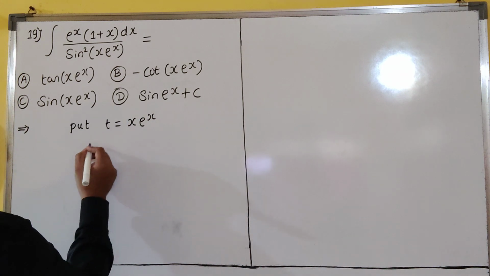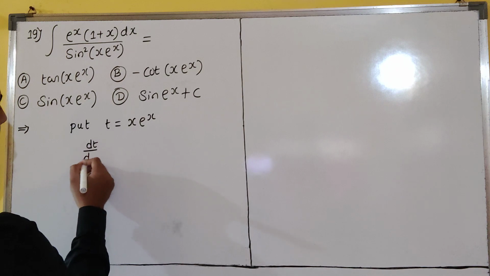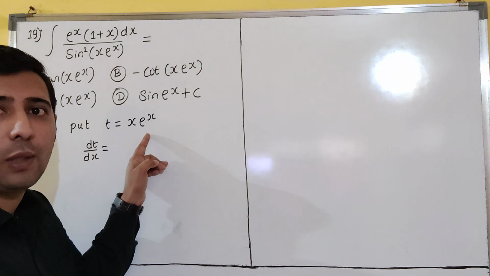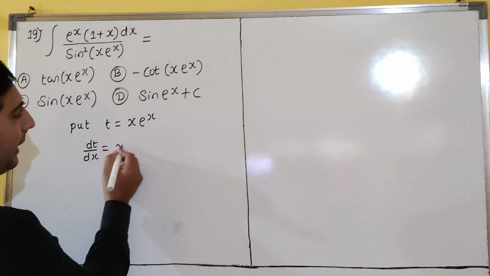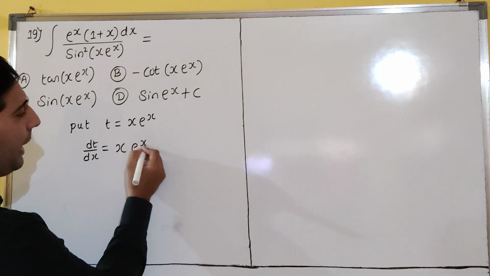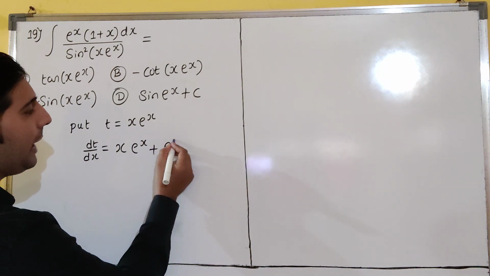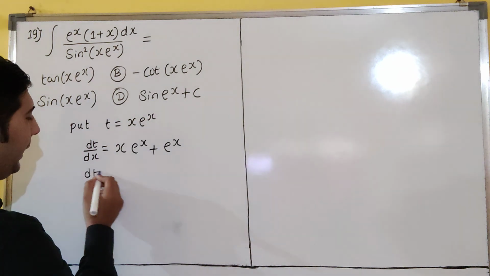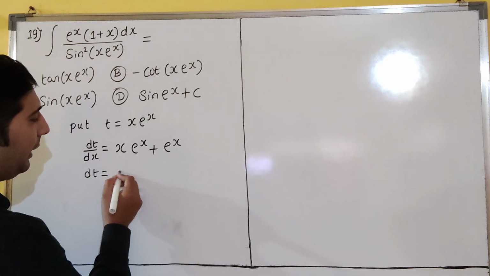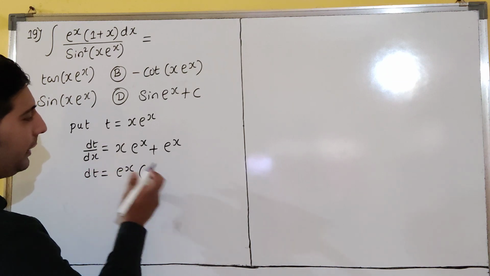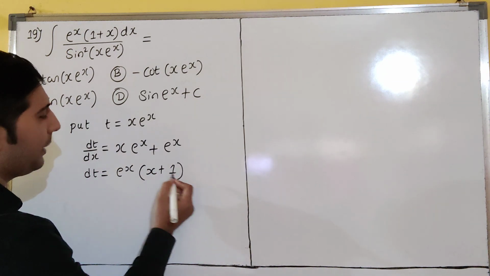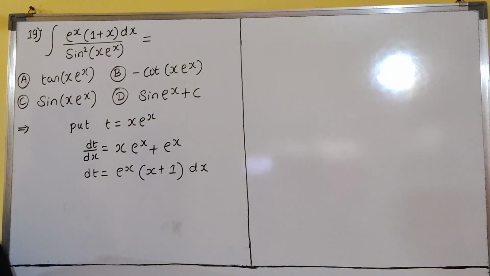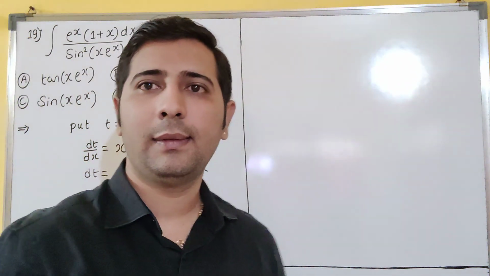Differentiate with respect to x, that becomes dt by dx. x into e raised to x looks like u into v. x is written as is, the derivative of e raised to x is e raised to x, and e raised to x is written as is, the derivative of x is 1. So dt, what is common here? e raised to x is common. What are you left with? x plus 1, dear students. Cross multiply, dx comes to this side. Understood everyone? Very clear?